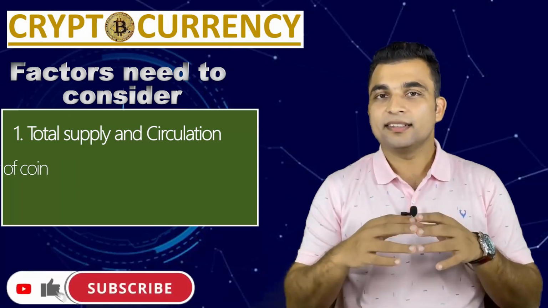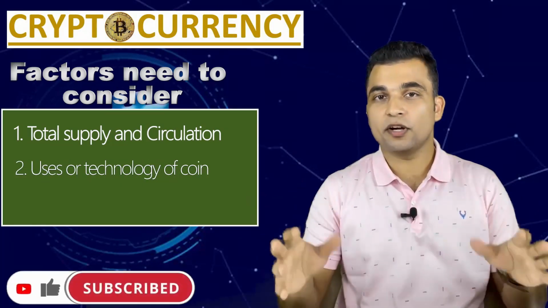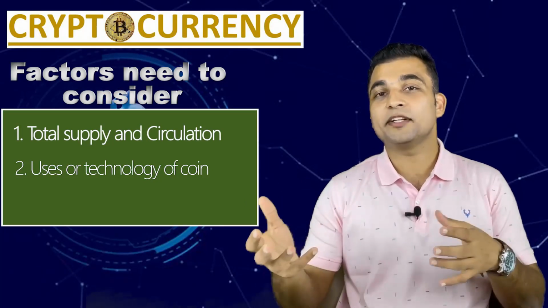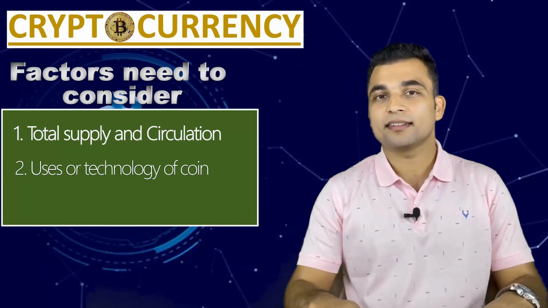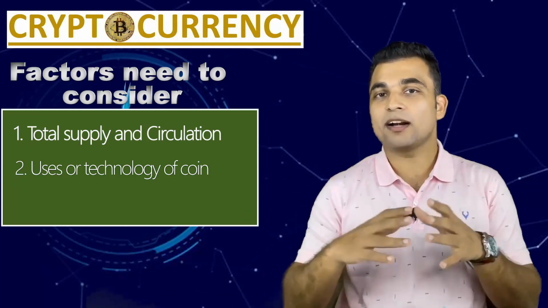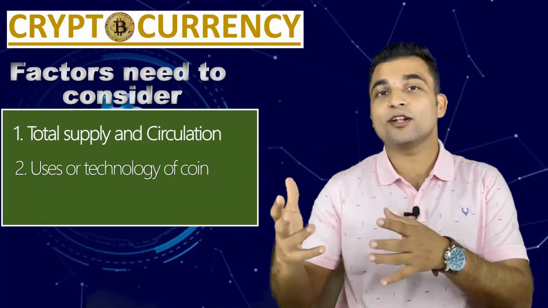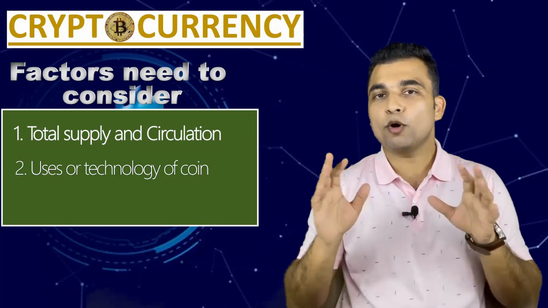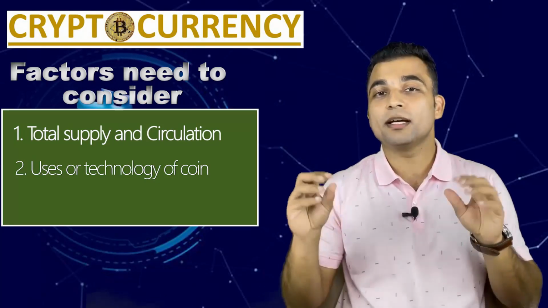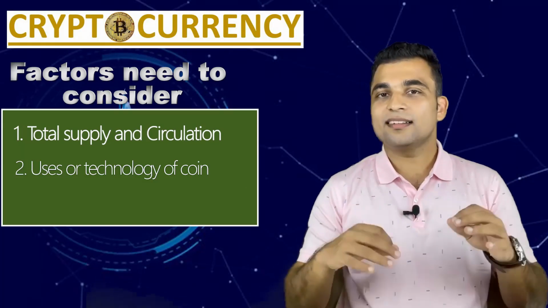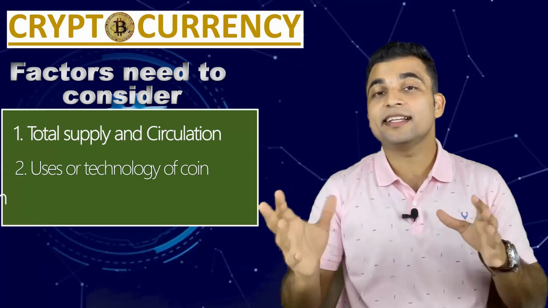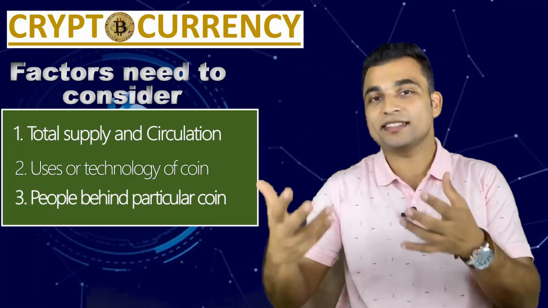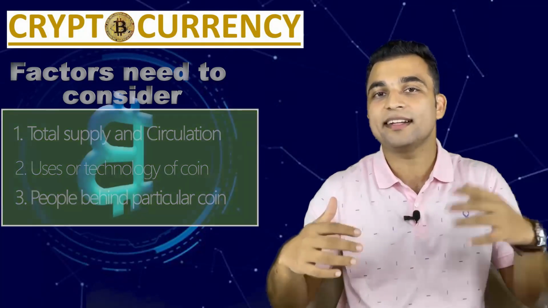The second factor is the uses or technology of a coin. For example, Bitcoin is used to buy items from people and companies that use Bitcoin as a way of payment. Whereas the use of Ethereum is smart contracts, which is used in financial or banking sector in order to make the transactions faster. The most important point is that you do not invest in a meme coin or a penny coin. Another important factor that you need to pay attention to is the people behind a particular coin. It is very important to see who has invested in a particular coin or who is behind the technology.